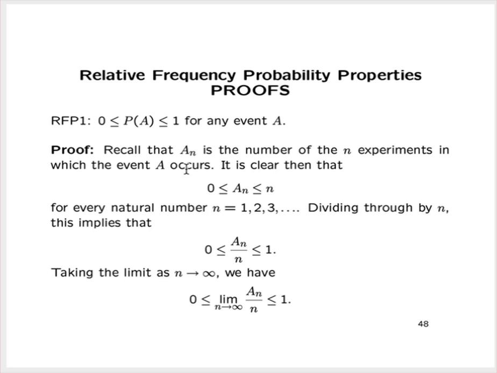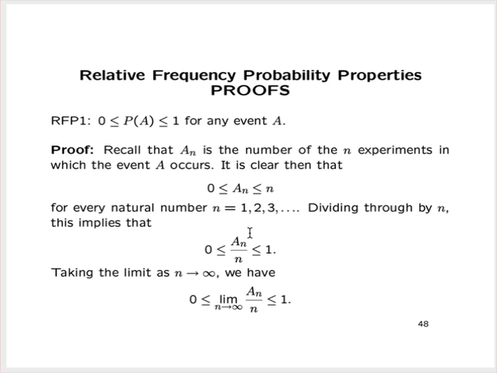Now, if we take that set of relationships and divide everything by little n, because little n is positive, the direction of the inequality stays the same. Then what we get is 0 over n, which is just 0, is less than or equal to cap A sub n over n, which is less than or equal to n over n, which is 1. Now, cap A sub n over n is the relative frequency of the occurrence of the event A out of the n trials.